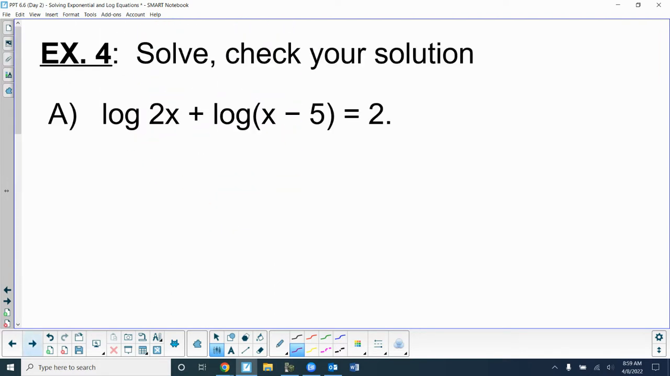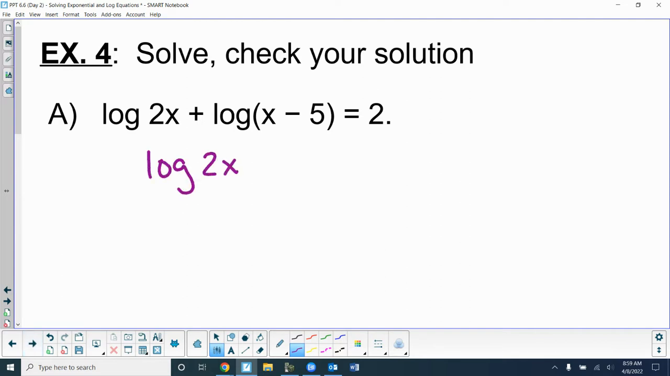Here's the ones that are a little bit tough. What's the rule? I got to condense that one on the left. Caitlin, how do I condense log of 2x plus log of x minus 5? Make it one log. Put them together. It's addition. Well, I end up distributing, yeah. So when I put them together, I turn it from addition to, yeah, multiplication.